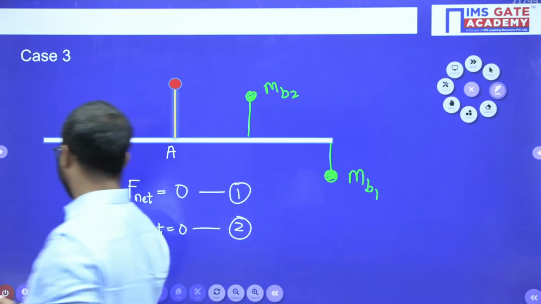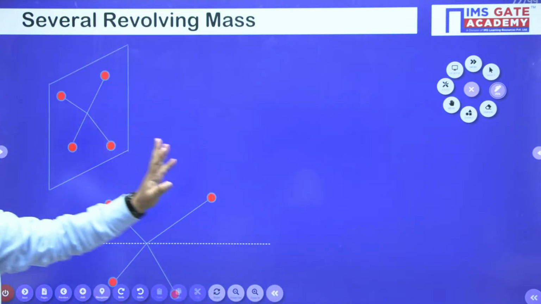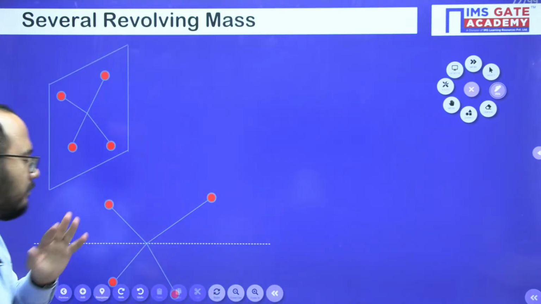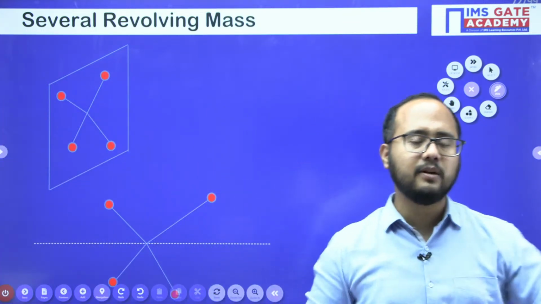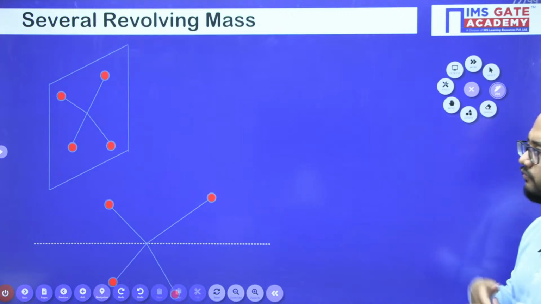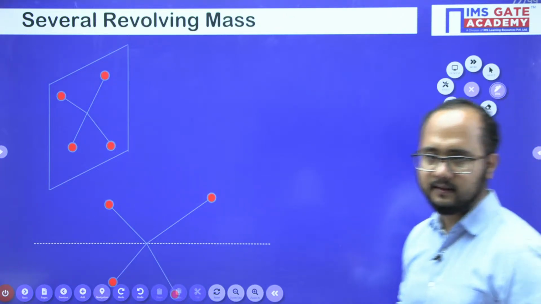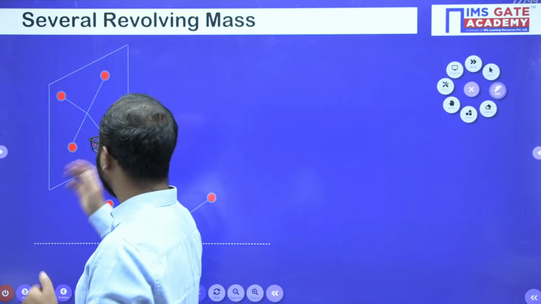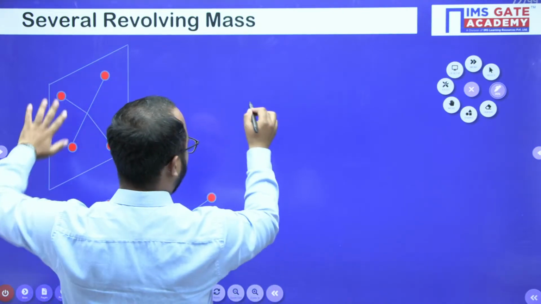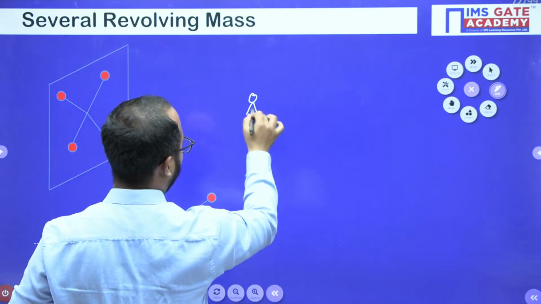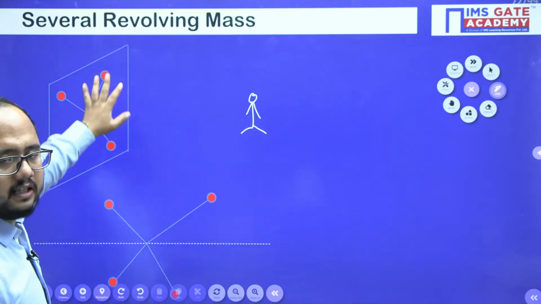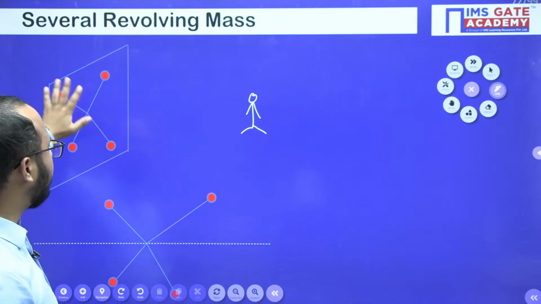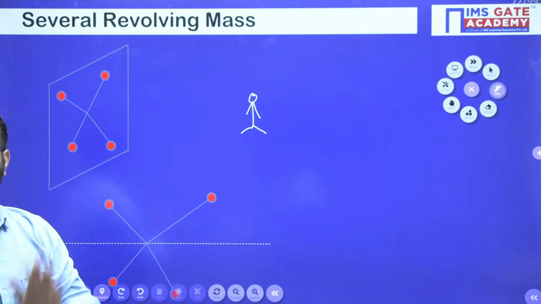Now see, several revolving masses case, again one of the most important cases from which the GATE has asked many questions. From this topic, several revolving masses. Now actually this diagram you will see when you view from the side, you will feel that such kind of diagram you will observe.